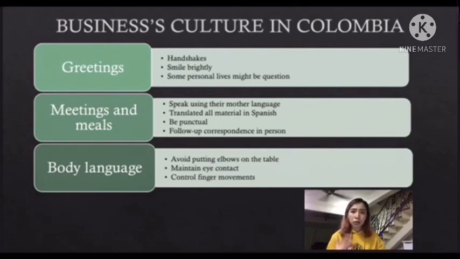Eye contact should be maintained to give a positive impression towards them, and during dining, wrists and forearms can rest on the table. However, the elbows should be avoided resting on the table because it is rude and not proper. Lastly, the movement of the fingers should be controlled, because they are sensitive to it. For example, pointing with fingers is considered an obscene symbol, and do not use the middle finger to point or direct someone because it is considered rude.